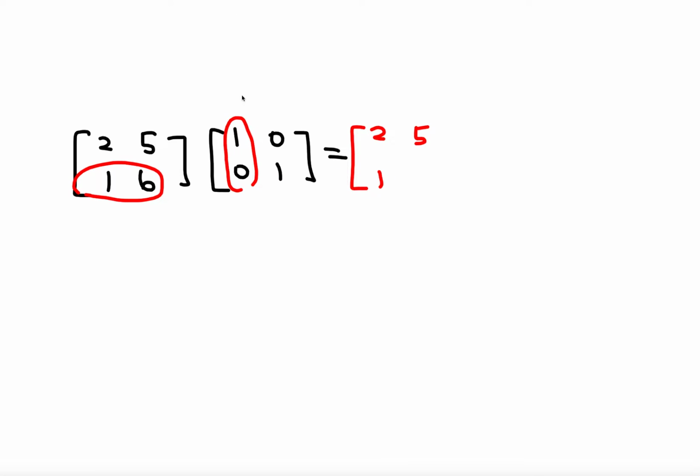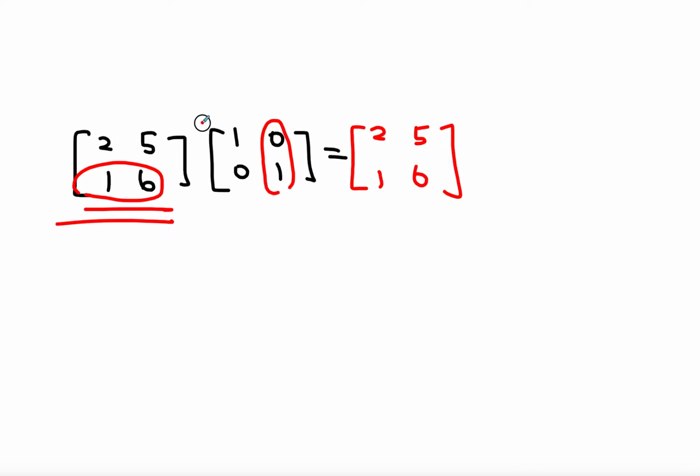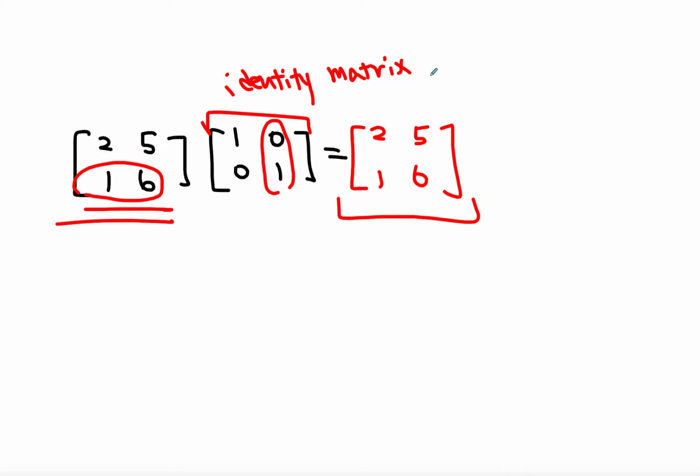Lastly, we have 1, 6 multiplied by 0, 1, that means 1 times 0 is what? 0, and then 6 times 1 is 6. So we get this one. Interestingly, what ends up happening is, this was the original matrix. When we multiply by this matrix, we get the same matrix back. That's right. This is called the identity matrix, the identity matrix under multiplication.